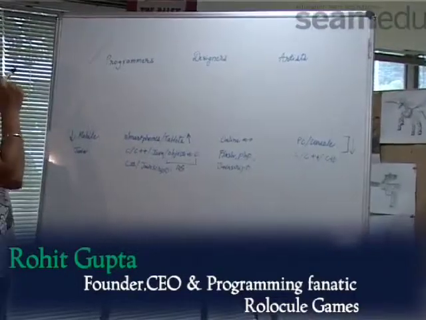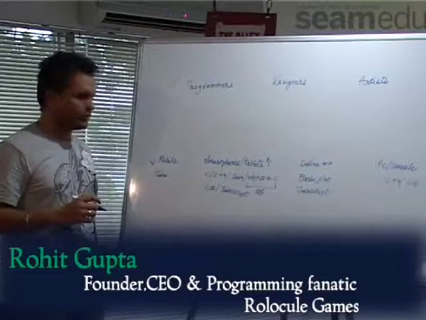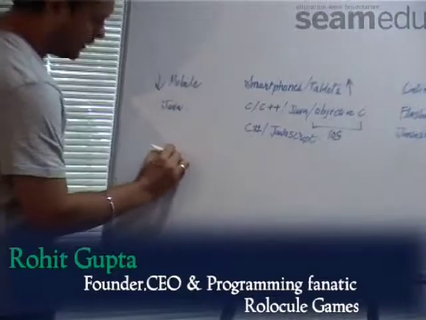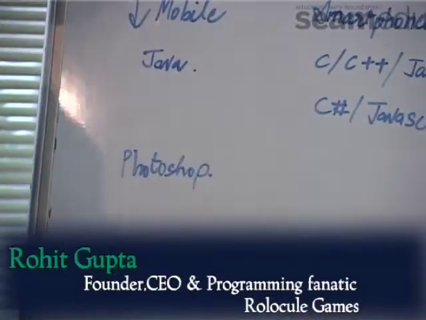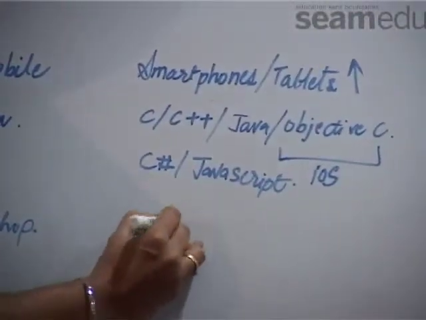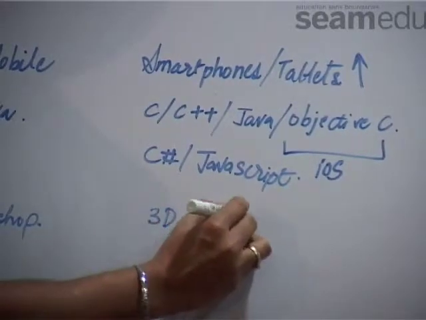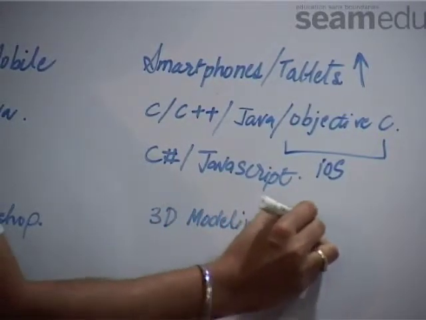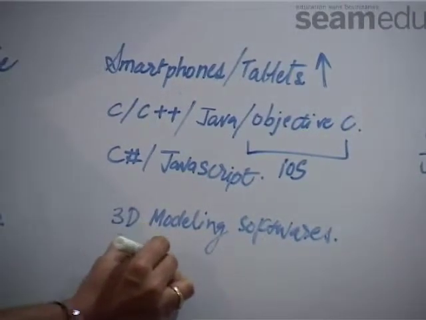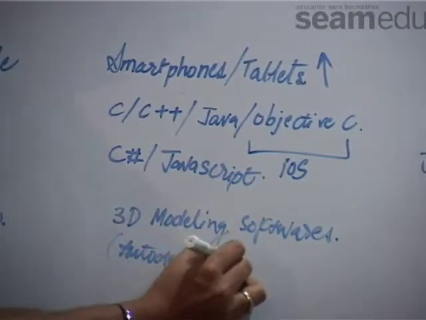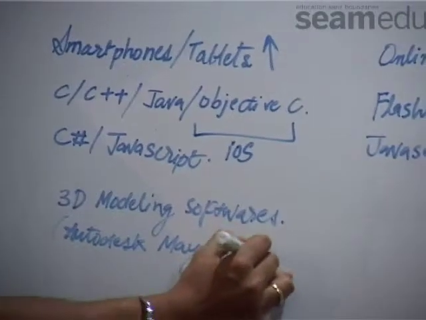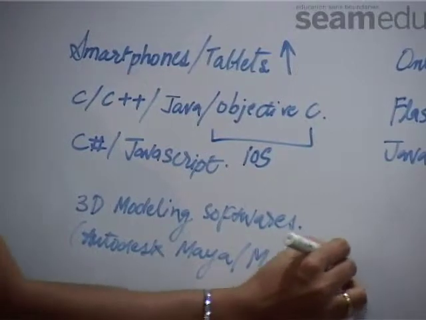Let me first talk about the skills that artists should have if they want to create games. In this case, the skill that is mostly required is Photoshop. Okay. Tablets, smartphones, you need to have 3D modeling software. Most popular being Autodesk Maya, Motion Builder.